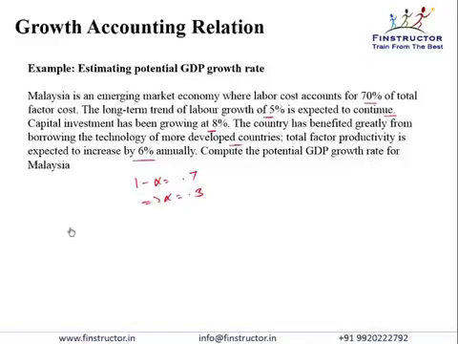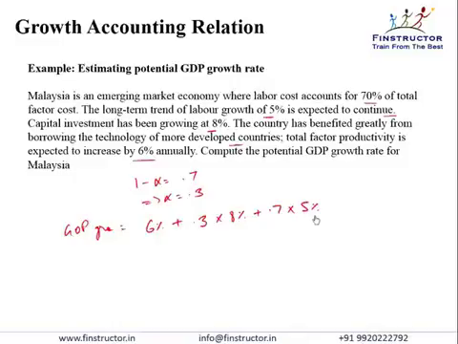So we need the potential GDP growth. It will be the long-term growth rate in technology, that is given to be 6%, plus alpha times the long-term growth in capital. Alpha is 0.3 and the long-term growth in capital is expected to be 8%, plus 1 minus alpha, that is 0.7, times the long-term growth rate of labor, that is given to be 5%.